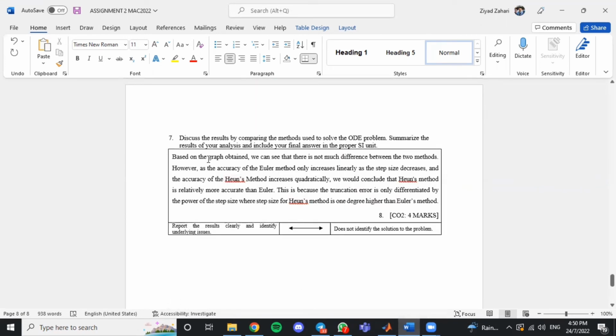So the discussion is based on the graph obtained. We can see that there is not much difference between the two methods. However, as the accuracy of Euler's method only increases linearly as the step size decreases, and the accuracy of Heun's method increases quadratically, we would conclude that Heun's method is relatively more accurate than Euler's. This is because the truncation error is only differentiated by the power of the step size, where the order for Heun's method is 1 degree higher than Euler's method.